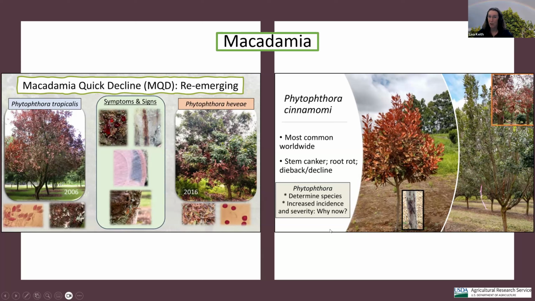And I will mention there is another species causing very minor problems in Hawaii, but major problems throughout the rest of the macadamia growing region throughout the world, Phytophthora cinnamomi. We did detect it actually just in one location, probably in all this time we've been working, in a new planting in Kau, but it has the capacity to cause real damage as well.